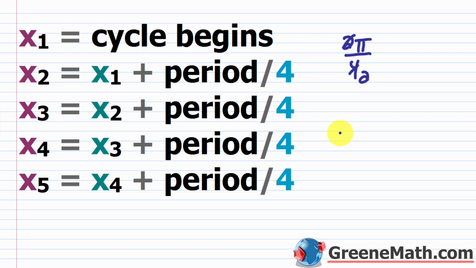So basically you have your pi over 2, okay? So you're going to start off where your cycle begins. For the basic sine function, it's going to start at 0, okay? So let me put 0 here.